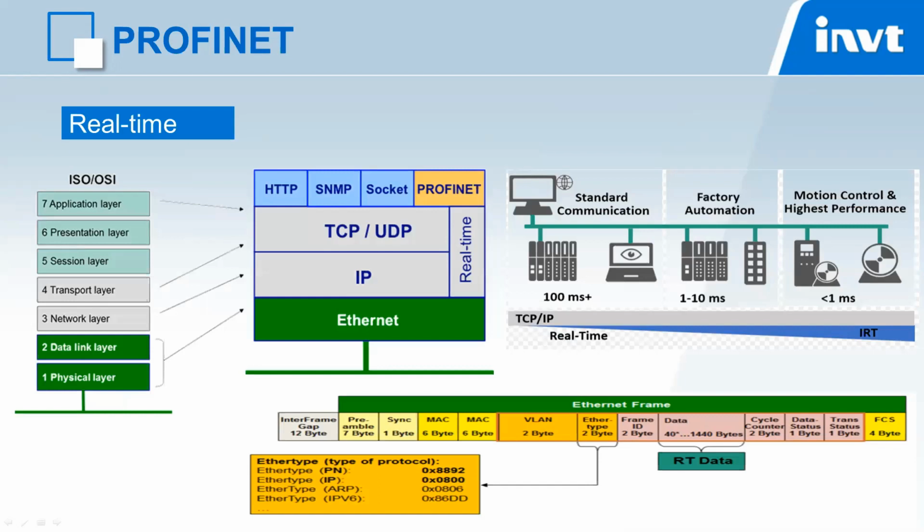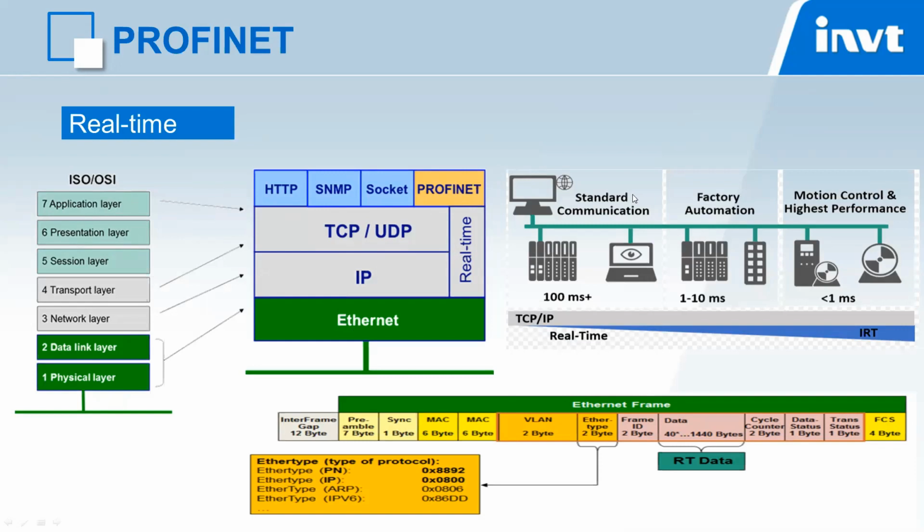And this is the Profinet ISO OSI. We know that in the OSI layers, the first and second layer is the physical Ethernet. Profinet is in the seventh layer, the application layer. Profinet is also real time. The standard TCP/IP is not real time.